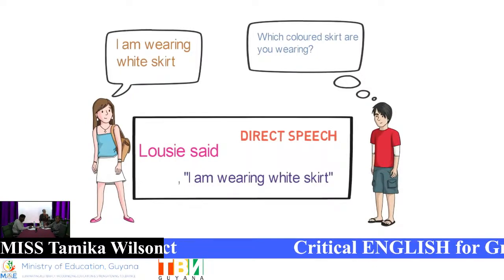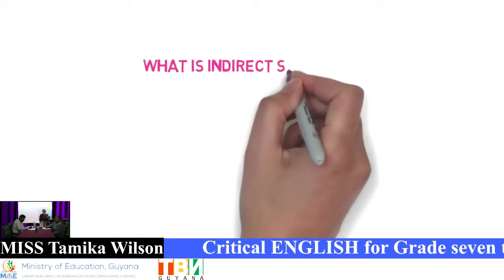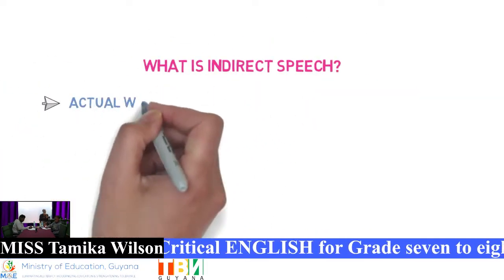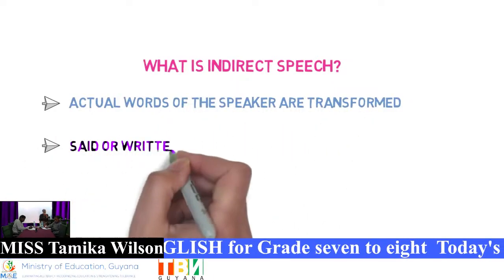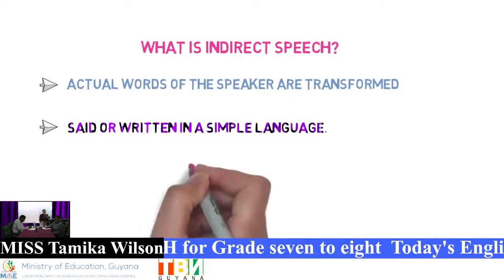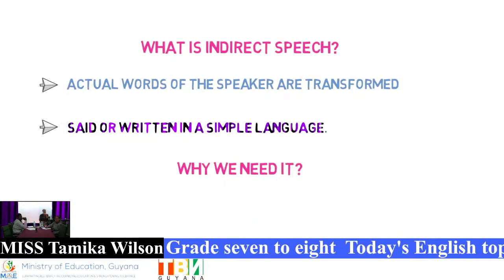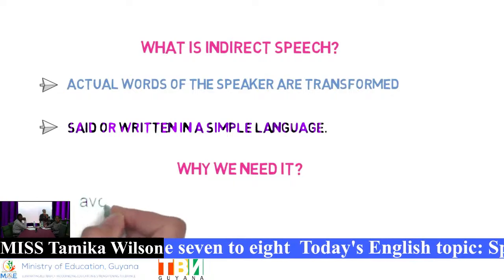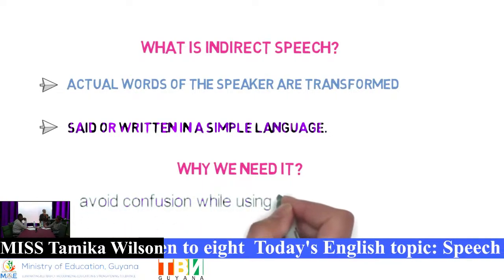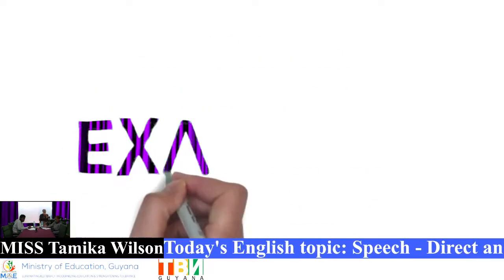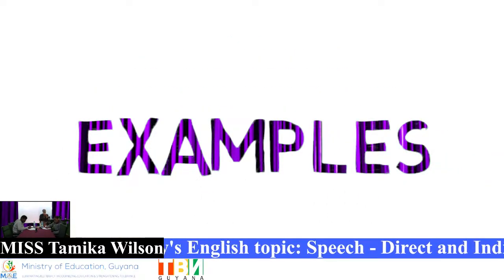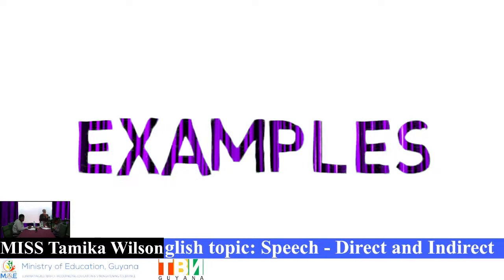I hope you are clear with direct speech. Now let's understand what is indirect speech. Here the actual words of the speaker are transformed and they are said or written in a simple language. Now why do we need indirect speech? The reason for the change is to avoid confusion while using a direct speech in reporting. Let's take the examples that we saw in the direct speech to convert them into indirect speech.